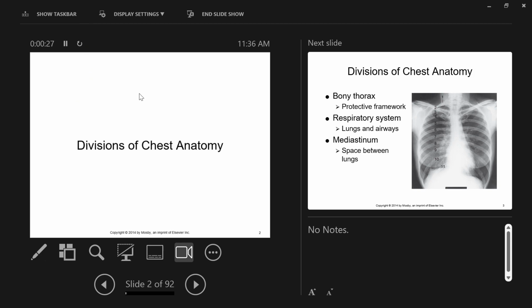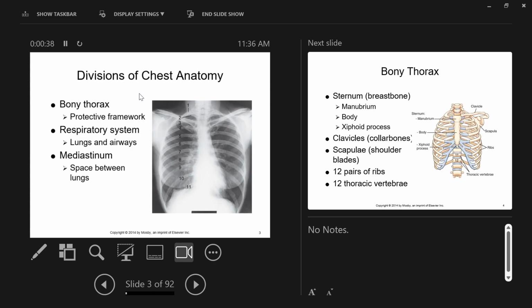Okay, so the chest, that's the whole point of this module, learning how to take chest x-rays. So let's take a look at what we need to know about. There's three categories of things that we'll find in the chest. We have the bony thorax, the respiratory system, and the mediastinum.